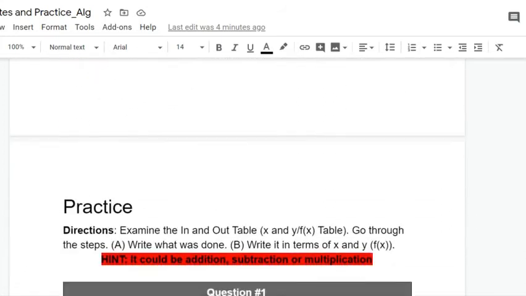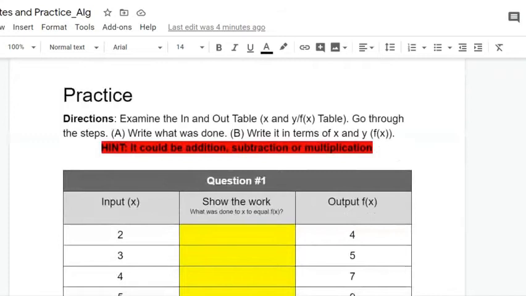Practice is the next page. I tried to do much better with spacing this time because it's been doing crazy things. So we have to examine the in and out table. We're going to go through the steps and we'll write what was done. That's a silly direction. Write it out in terms of x and y, f of x. So we're really pushing f of x as our y for this one.